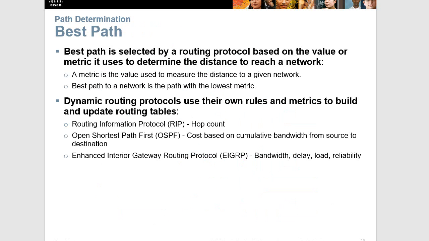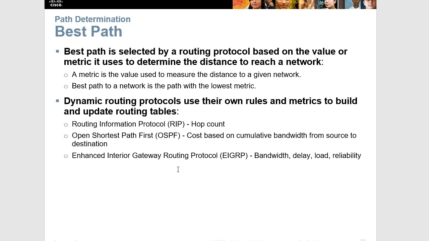So your best path is going to be determined by a metric. Values used to measure the distance to a given network. You'll see that metric show up in a readout that we see in just a moment. The best path to a network is a path with the lowest metric. And that metric can be a few different things.